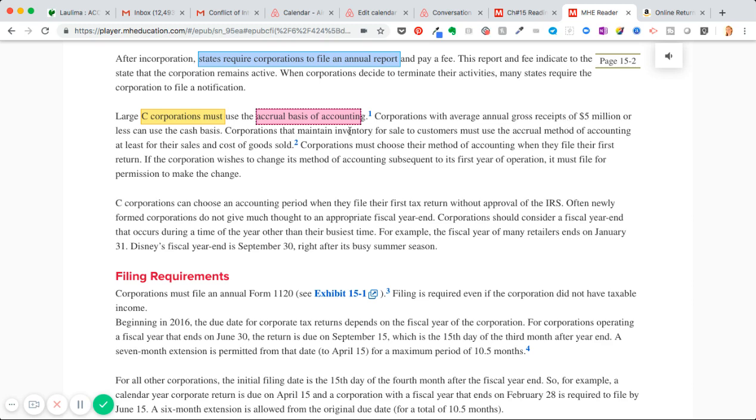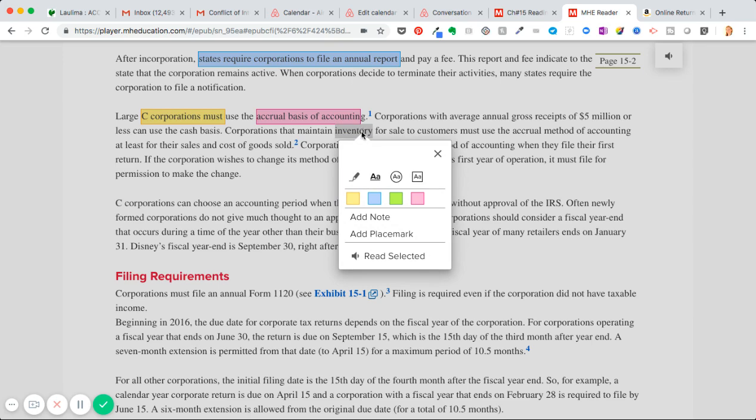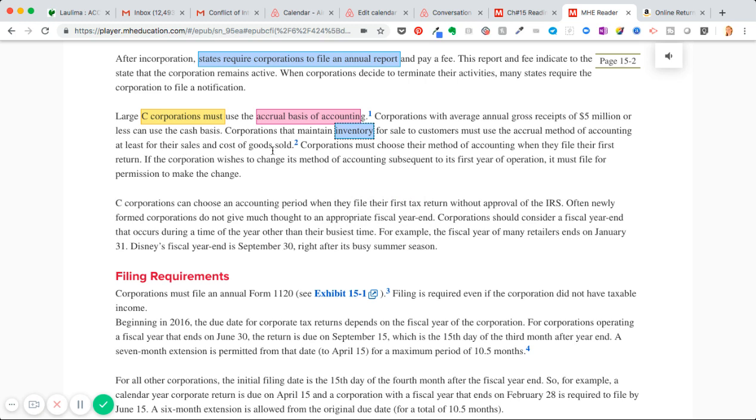If they have inventory for sale to customers, then they must use accrual as well. But there are exceptions to this too for calculating cost of goods sold and such. Because remember, when you buy inventory, it becomes an asset on your balance sheet. And then when you sell that inventory, it is expensed as cost of goods sold. But under cash basis, when you buy that inventory, it would just be expensed immediately. So there are exceptions to this requirement for businesses that are doing 1 million in annual gross receipts or 5 million as well.